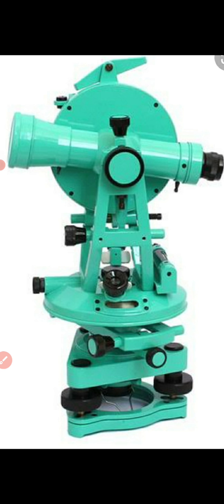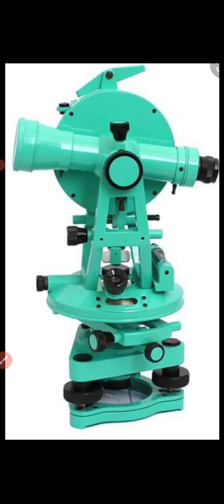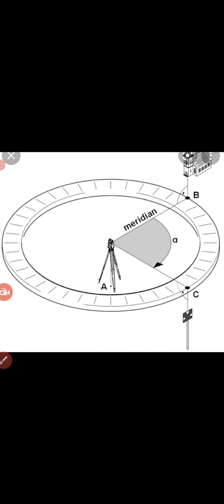Then measurement of horizontal angle. So next here you can see the instrument is centered and leveled over a point A, and you have 2 points B and C. At B a ranging rod is kept, and at C also another ranging rod is kept. You have to find out the angle between the points B and C. So this is the first experiment.